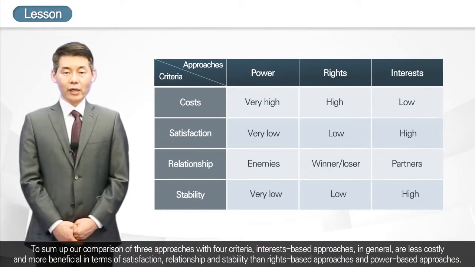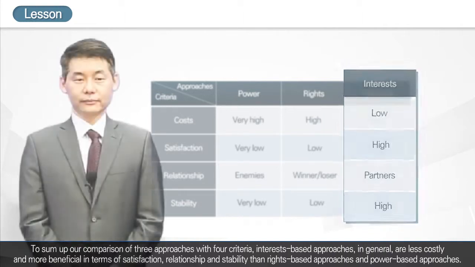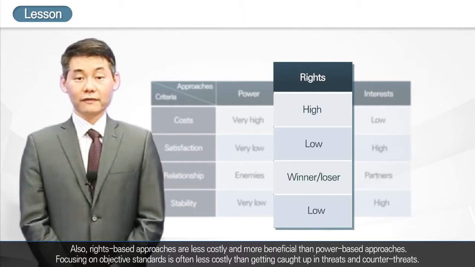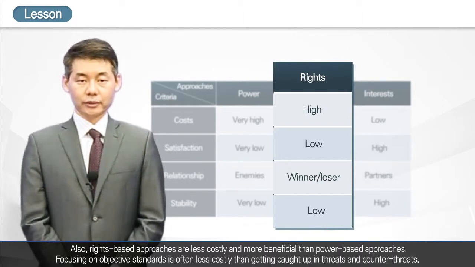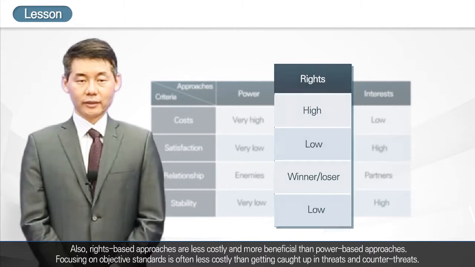To sum up our comparison of three approaches with four criteria, interest-based approaches, in general, are less costly and more beneficial in terms of satisfaction, relationship, and stability than rights-based approaches and power-based approaches. Also, rights-based approaches are less costly and more beneficial than power-based approaches. Focusing on objective standards is often less costly than getting caught up in a threat and a counter-threat.